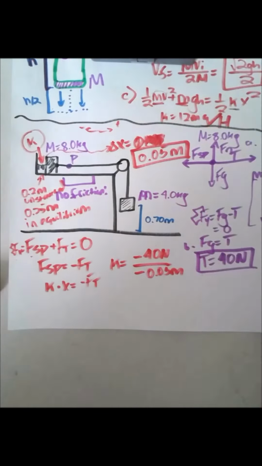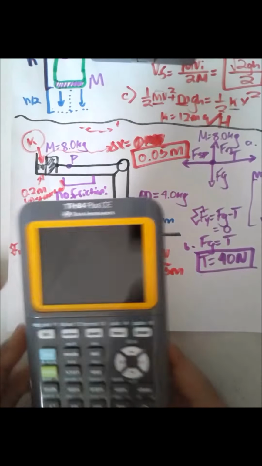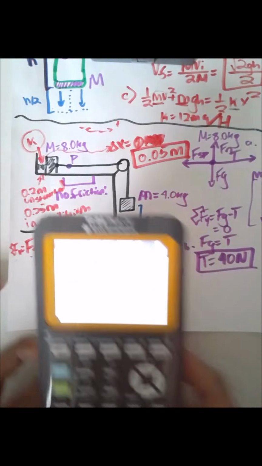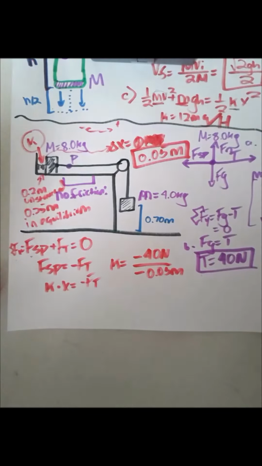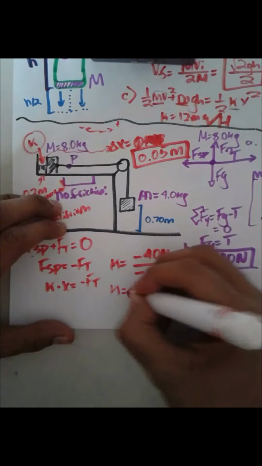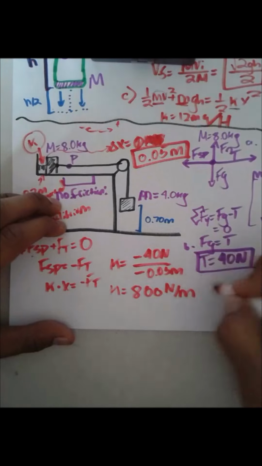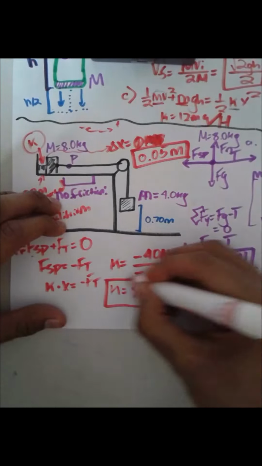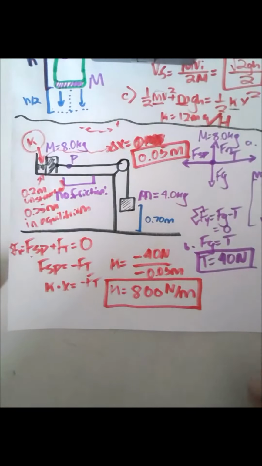So we'll say that k is going to be equal to whatever 40 divided by 0.05 is. 40 divided by 0.05, around 800 newton meters. k is equal to 800 newton meters. Boom. The string is now cut at point P. So it's cut, and so now this starts to fall and this starts to oscillate.